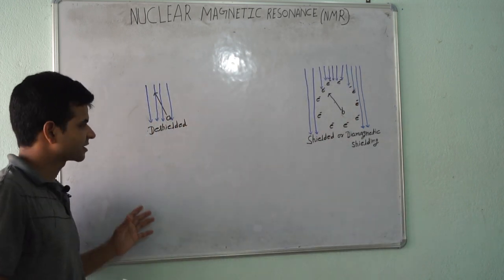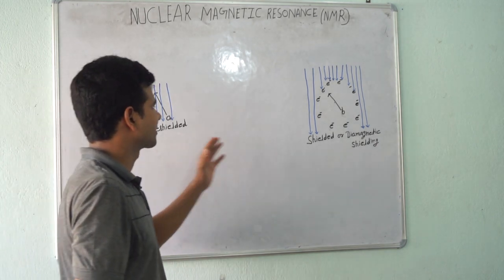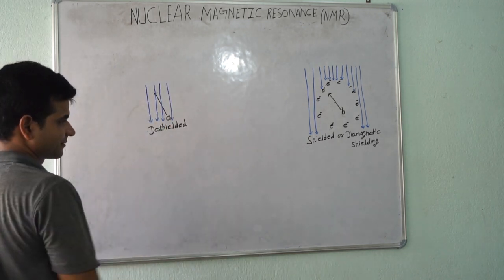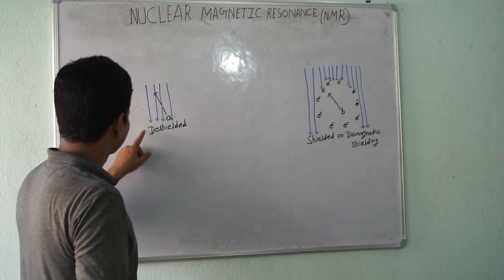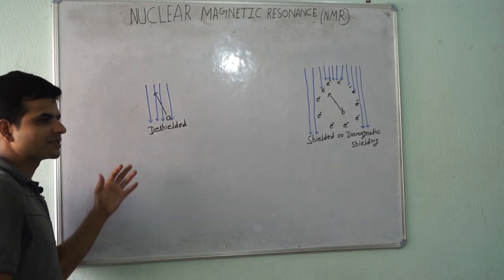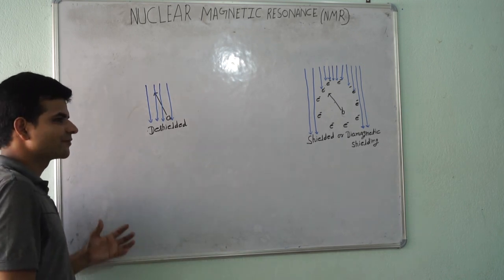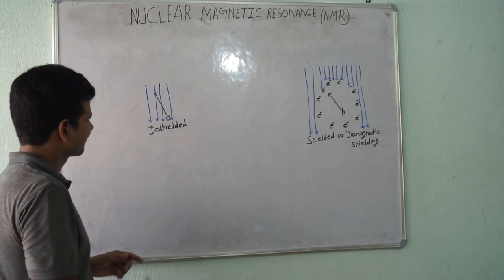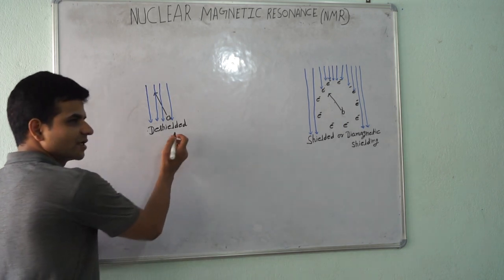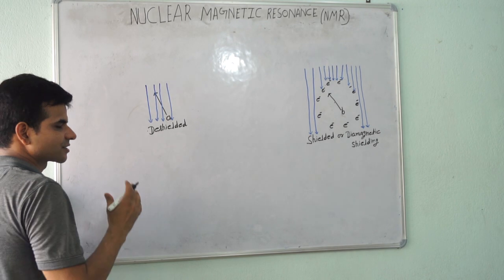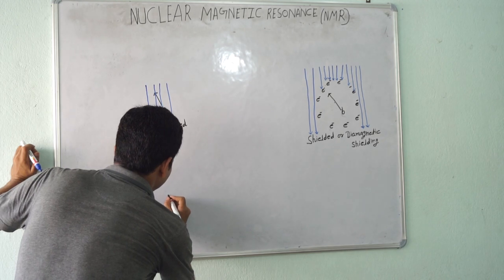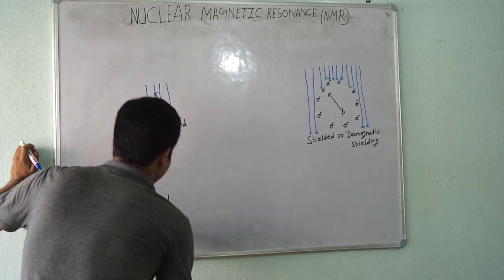We have applied an external magnetic field to both hydrogen atoms, and the direction of the external magnetic field is from north to south. Then this hydrogen atom is in de-shielded form, therefore it will align itself with the direction of the applied magnetic field, like this.